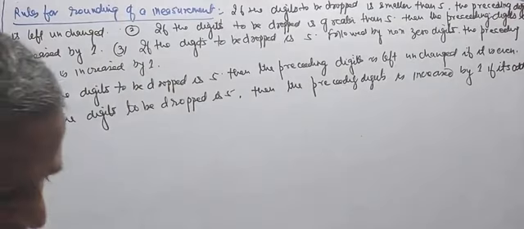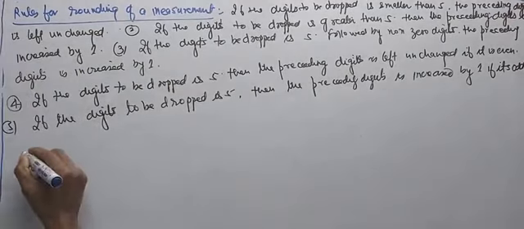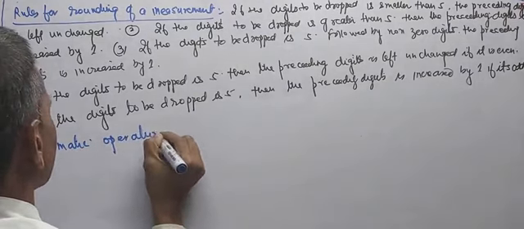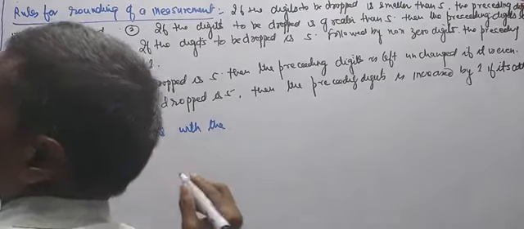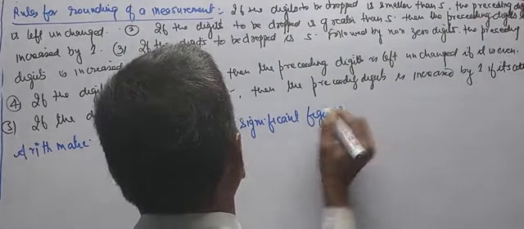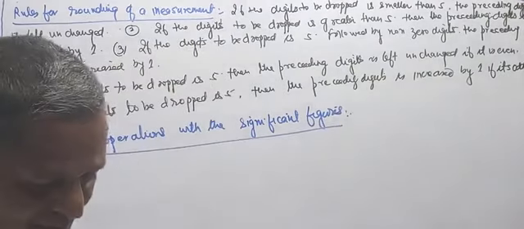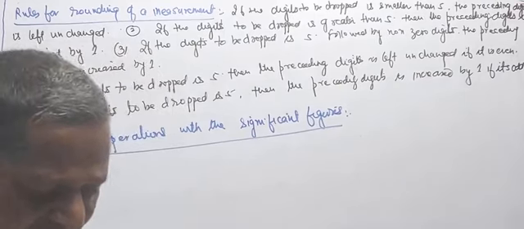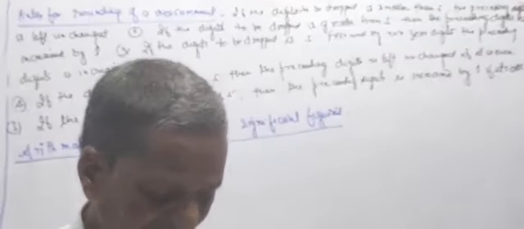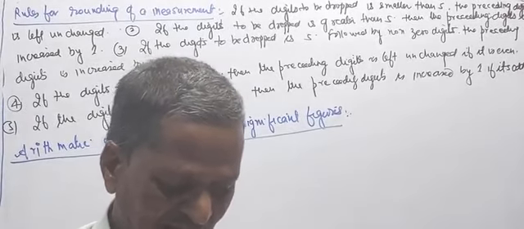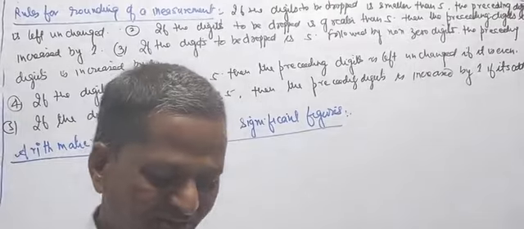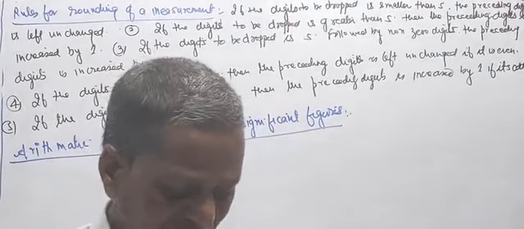Our next problem is arithmetic operations with significant figures. The result of an arithmetic operation involving measured values of quantities cannot be more accurate than the measured values themselves. So certain rules have to be followed while doing arithmetic operations with significant figures, so as to ensure that the precision of the final result is consistent with the precision of the original measured values.